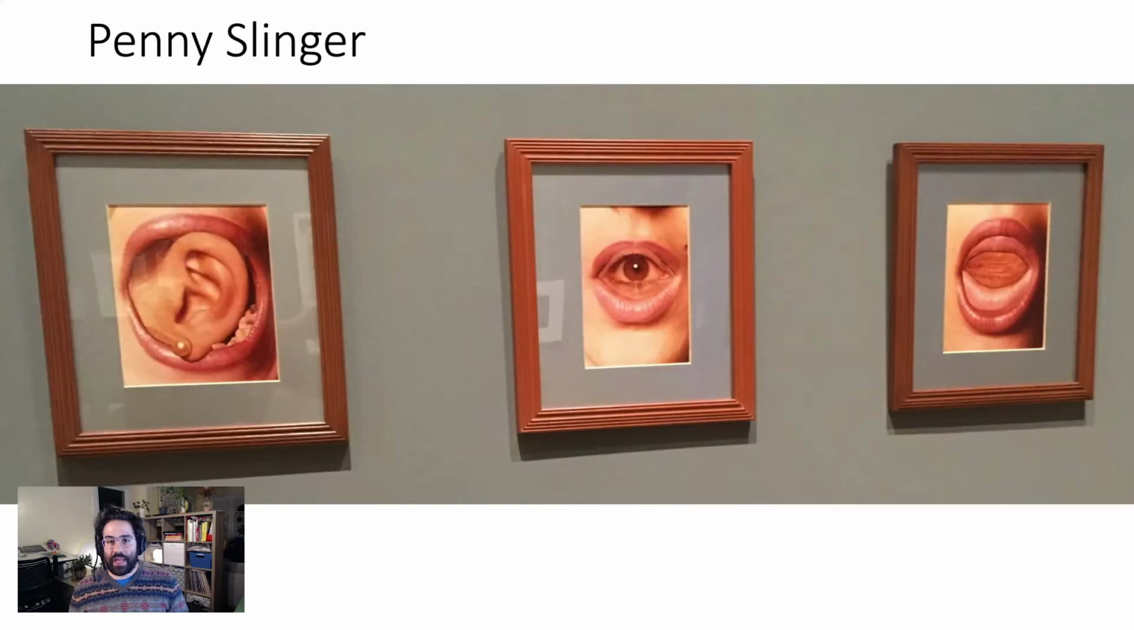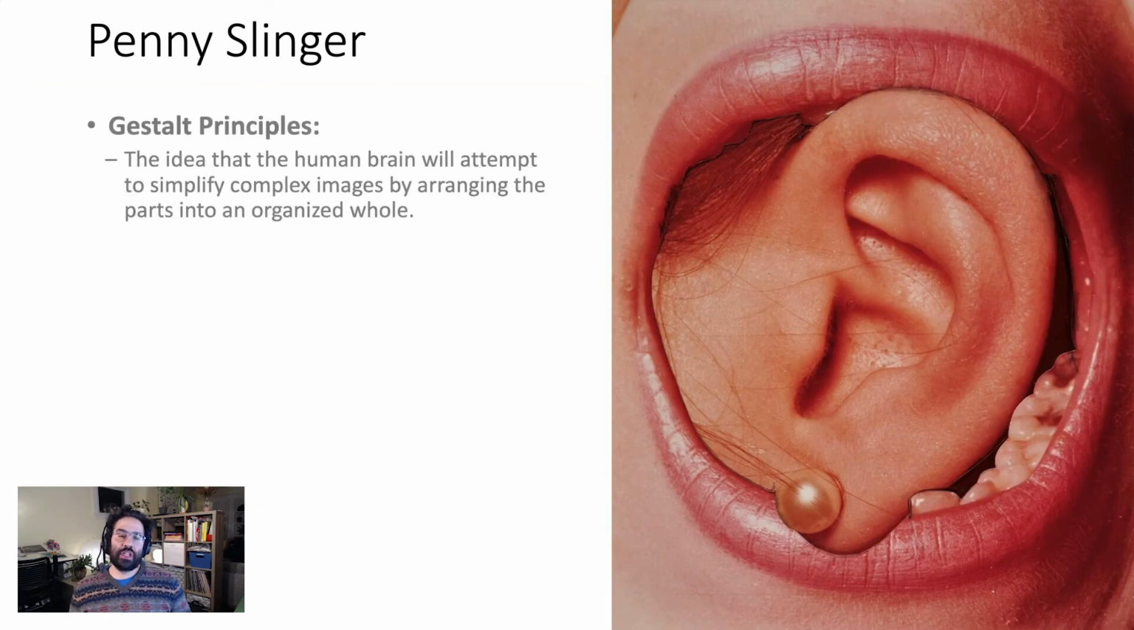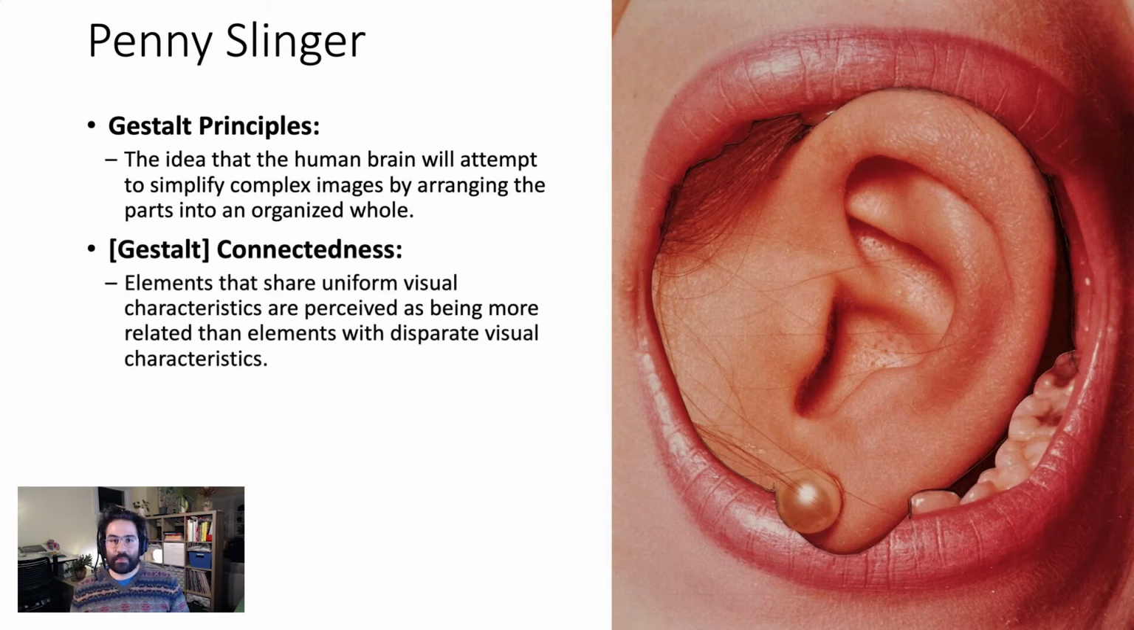We could also look at Slinger, who makes collages from repetitions of body parts. This is an example of some of the Gestalt principles. In general, Gestalt is this idea that the human brain will attempt to simplify complex images by arranging the parts into an organized whole. Specifically, we could talk about the Gestalt principle of connectedness. When elements share a uniform visual characteristic, they're perceived as being more related than elements with disparate visual characteristics.